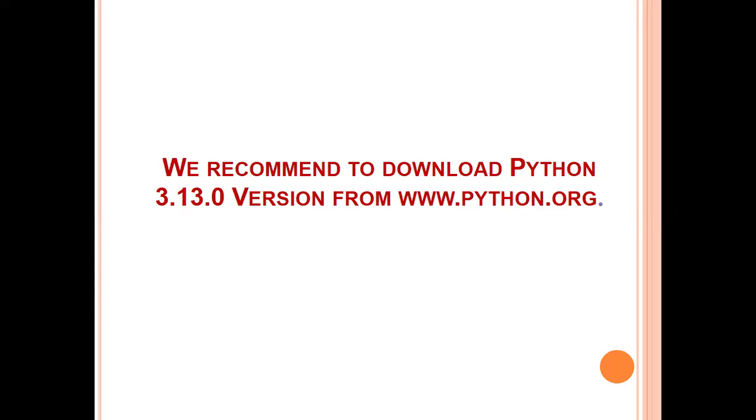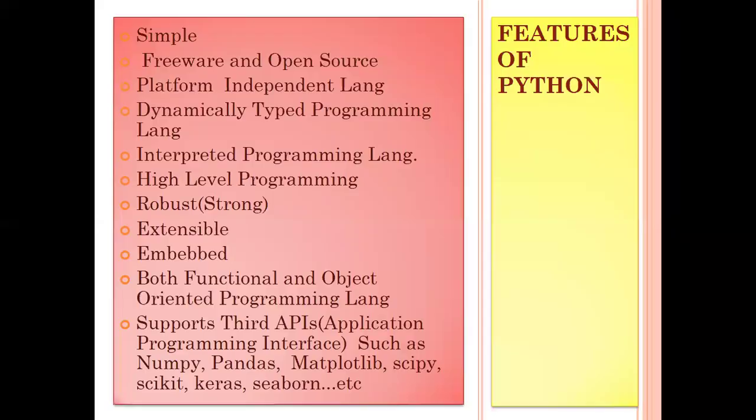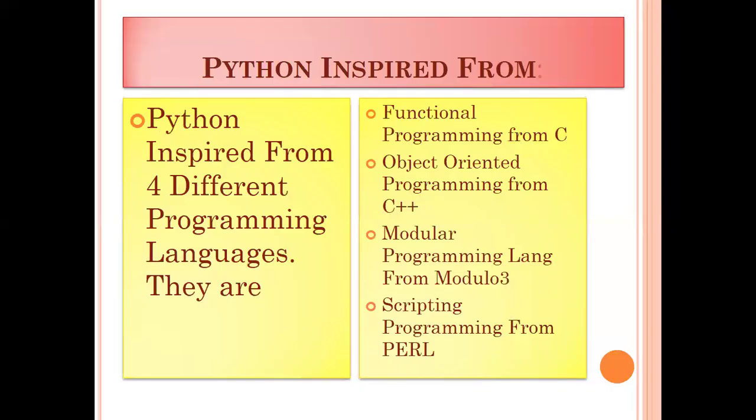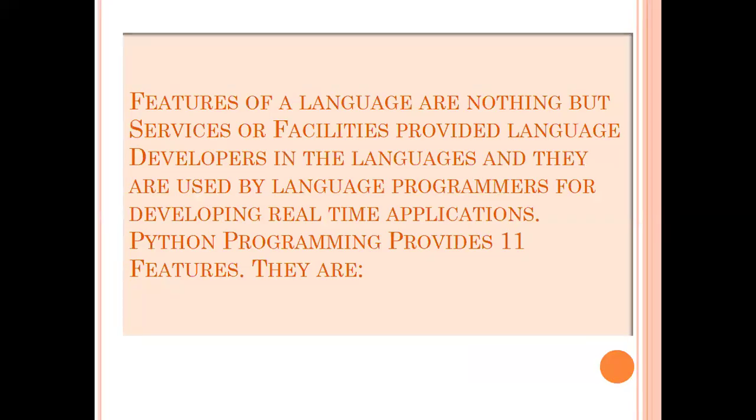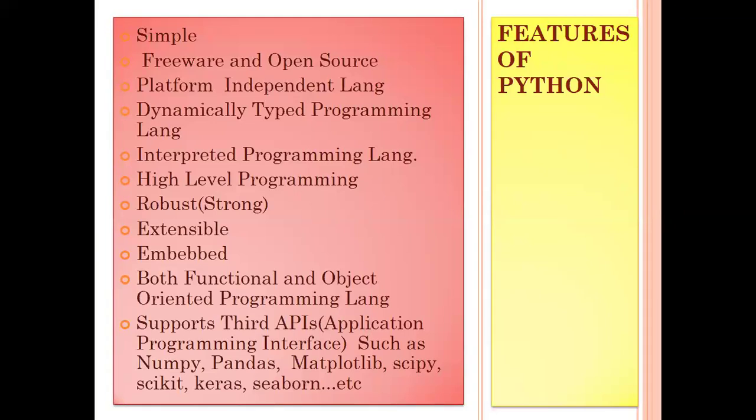After that, we discussed that Python is inspired by four different programming languages. It has learned functional programming from C, object-oriented programming from C++, modular programming from Modula-3, and scripting from Perl. It has 11 features: simple, freeware and open source, platform independent, dynamically typed, highly interpreted, high level, robust, extensible, embedded, both functional and object oriented, and it also supports third party APIs. To solve complex mathematical operations, it takes help of third party APIs, that is NumPy.